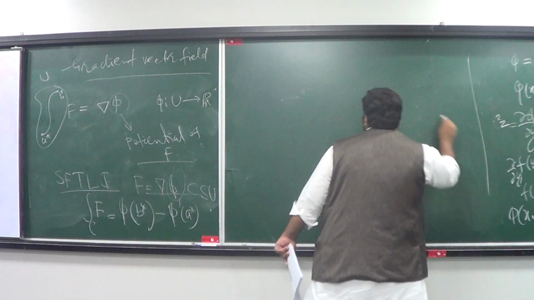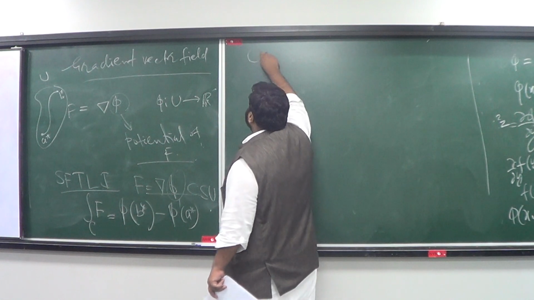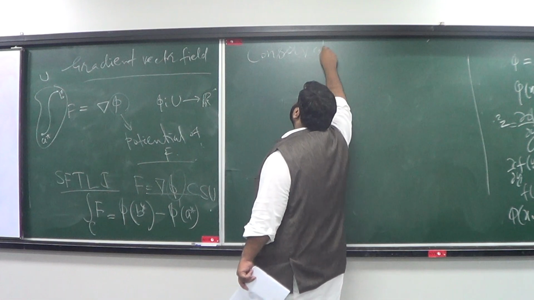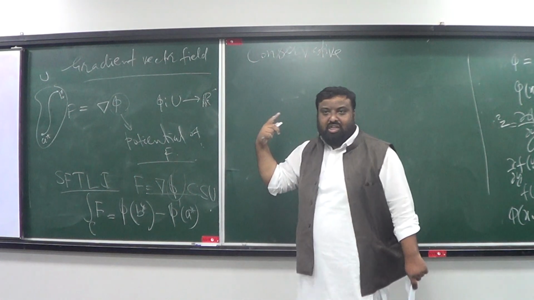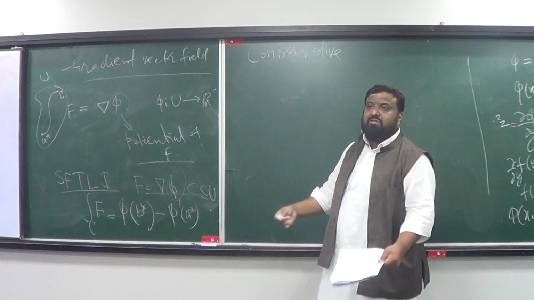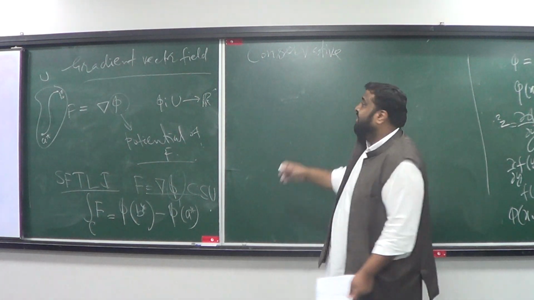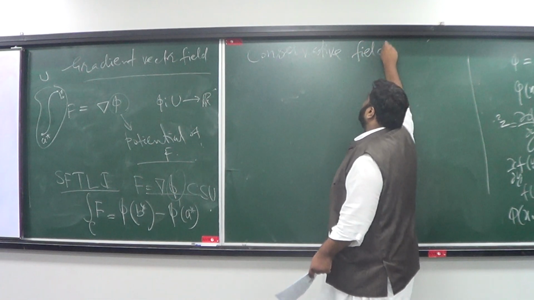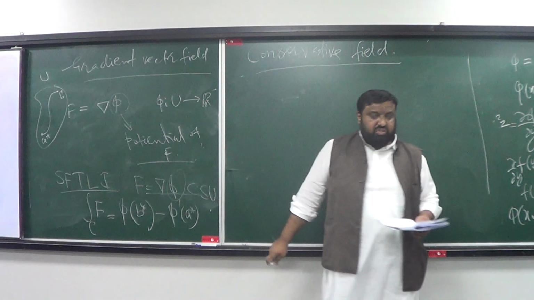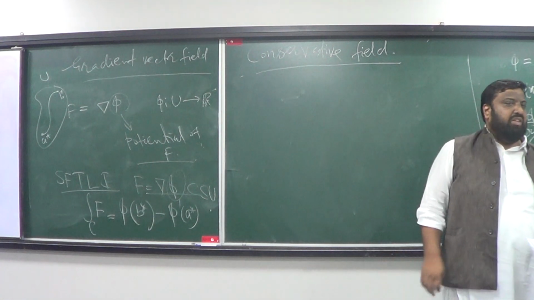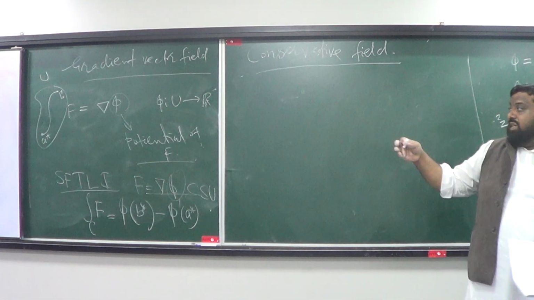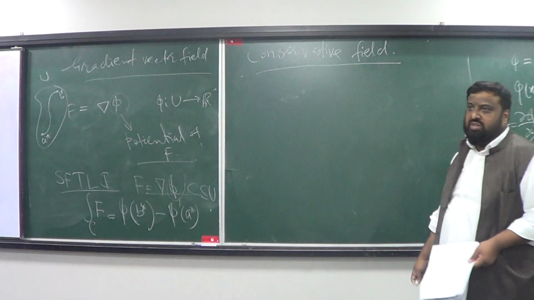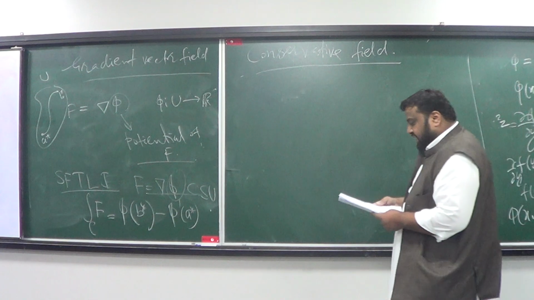We're going to say that such a vector field is a conservative vector field. You might have heard this in your physics courses. For example, the gravitational field is a conservative vector field. So a vector field is a conservative vector field if its line integral is independent of the path, independent of the curve that you choose. That's what the definition is.